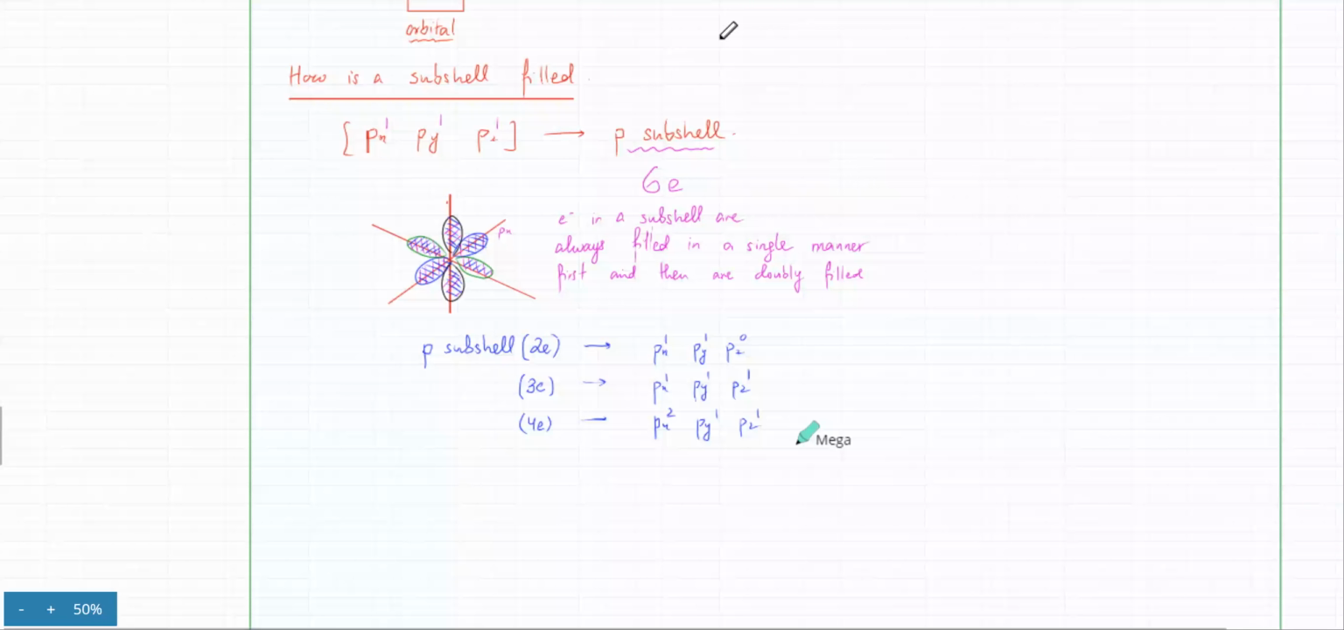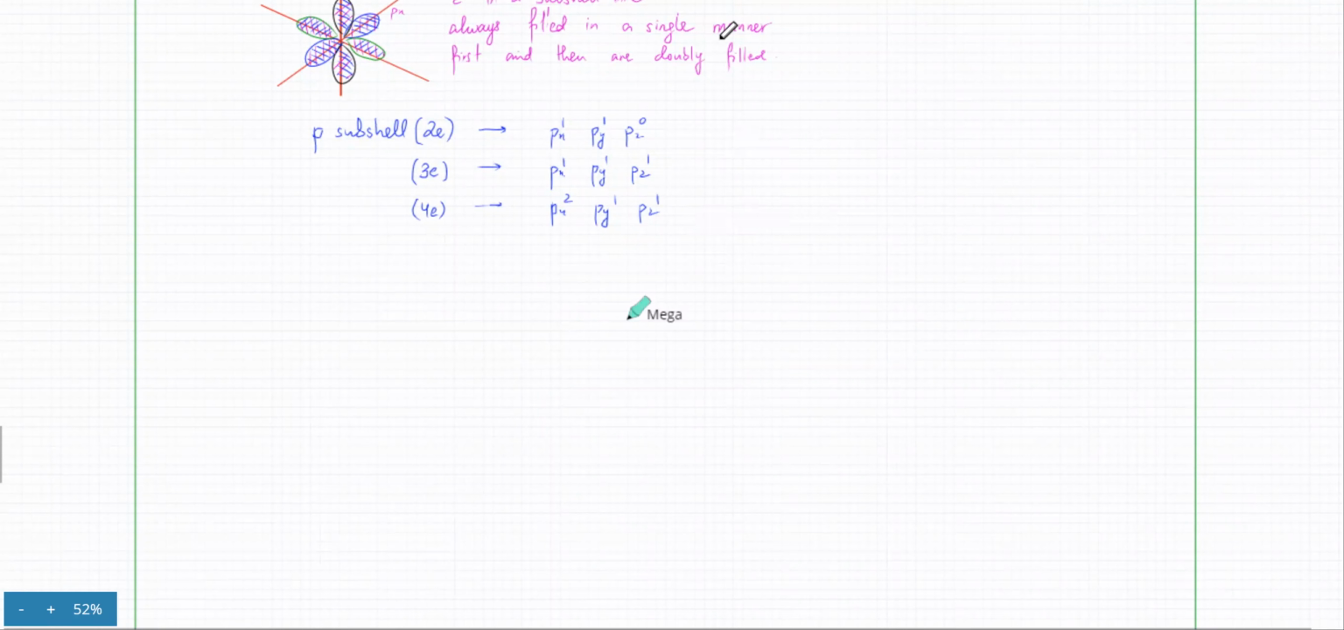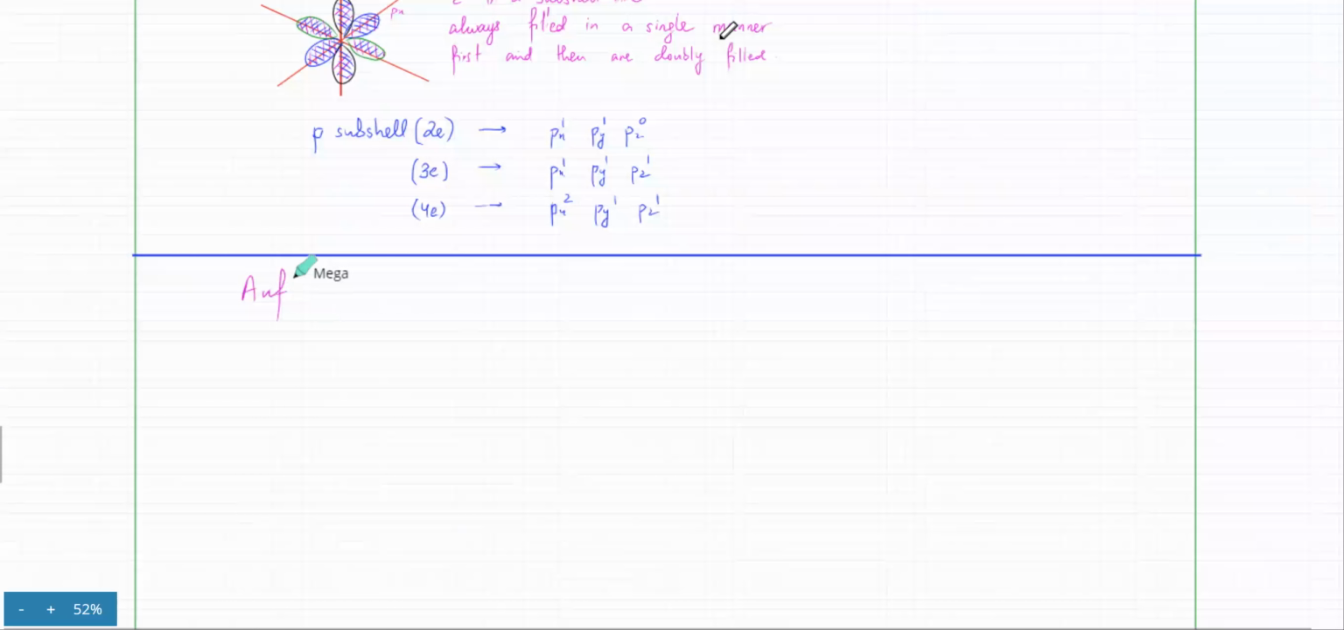Achha, so we've learned everything about orbitals, subshells, and shells. We've learned how to fill electrons in an orbital, that they should have opposite spins, and how to fill a subshell, that it's always filled in a single manner first. Now we're going to learn how to write electronic configurations. You have so many subshells, orbitals, and shells. How do you write an electronic configuration? How do you figure out whether an electron is in an s, p, or d orbital, and which energy level, etc.?